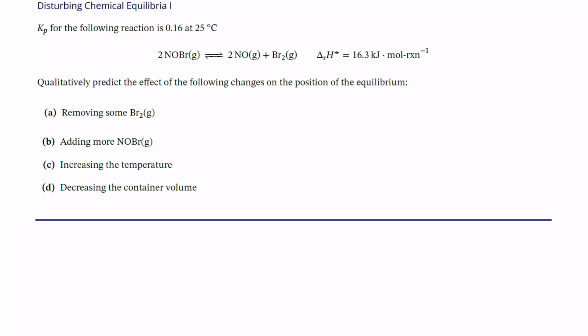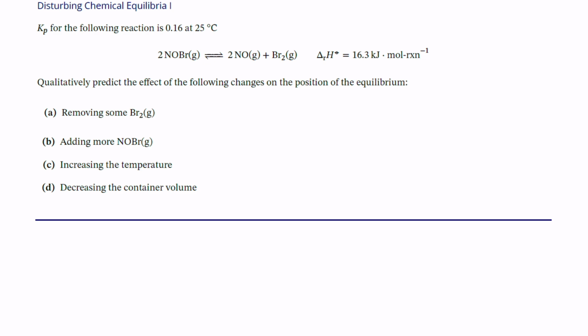Hello again everyone. So in this video I want to start looking at what happens if we disturb a chemical equilibrium. Our example says that Kp for the following reaction is 0.16 at 25 degrees Celsius, and then we're given a chemical equilibrium which has an enthalpy associated with it. We can see it is an endothermic reaction because it has a positive enthalpy. And then it says qualitatively predict the effect of the following changes on the position of the equilibrium.